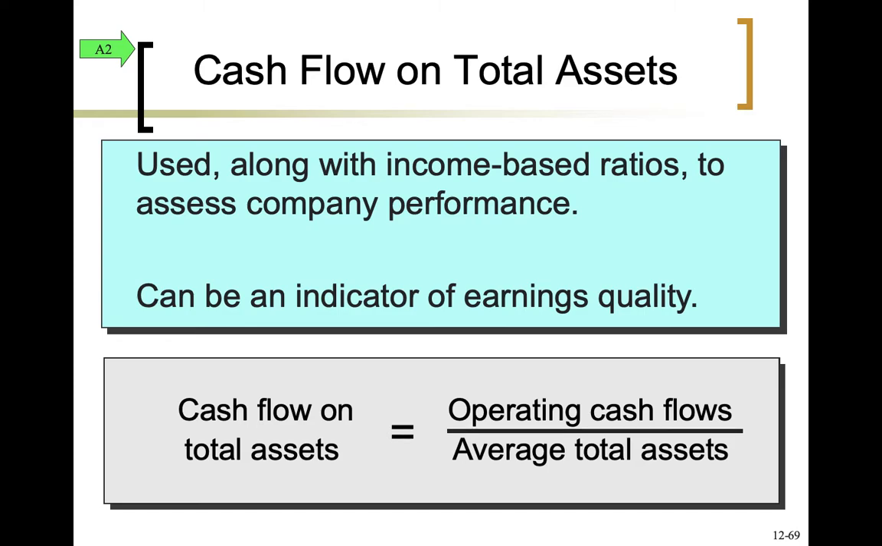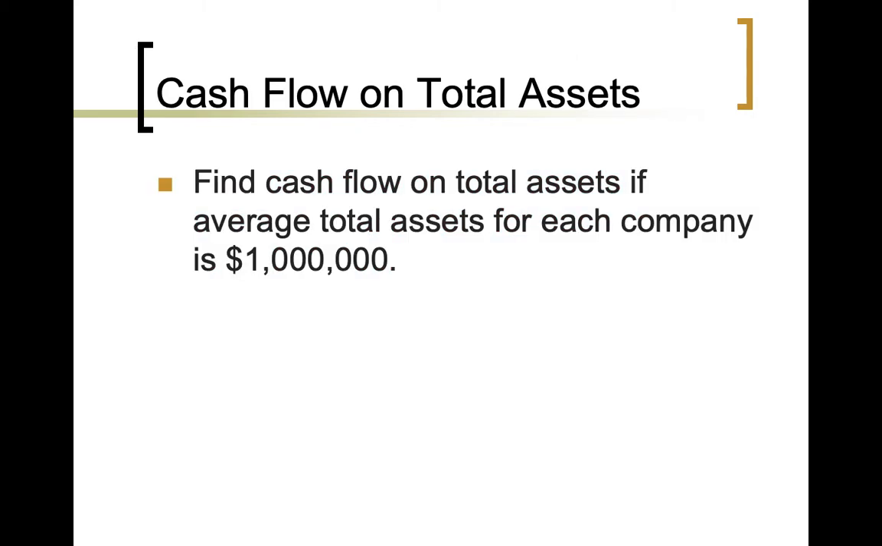This can be an indicator of earnings quality. Remember, earnings are talking about net income. So cash flow and total assets is our operating cash flows divided by our average total assets. So again, notice we're looking at the operating cash flow. On cash flow and total assets, if average total assets for each company is $1 million, we would take whatever their operating cash flow was.